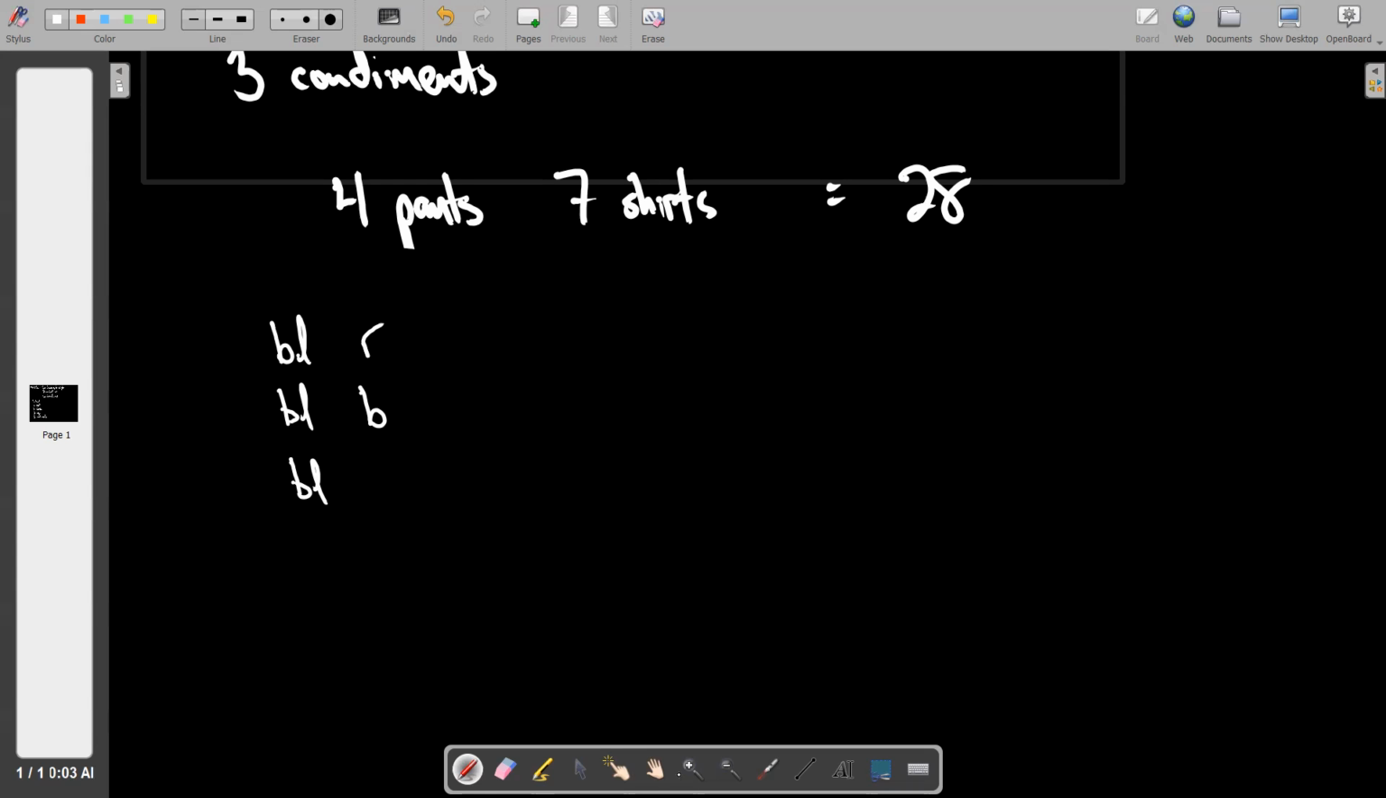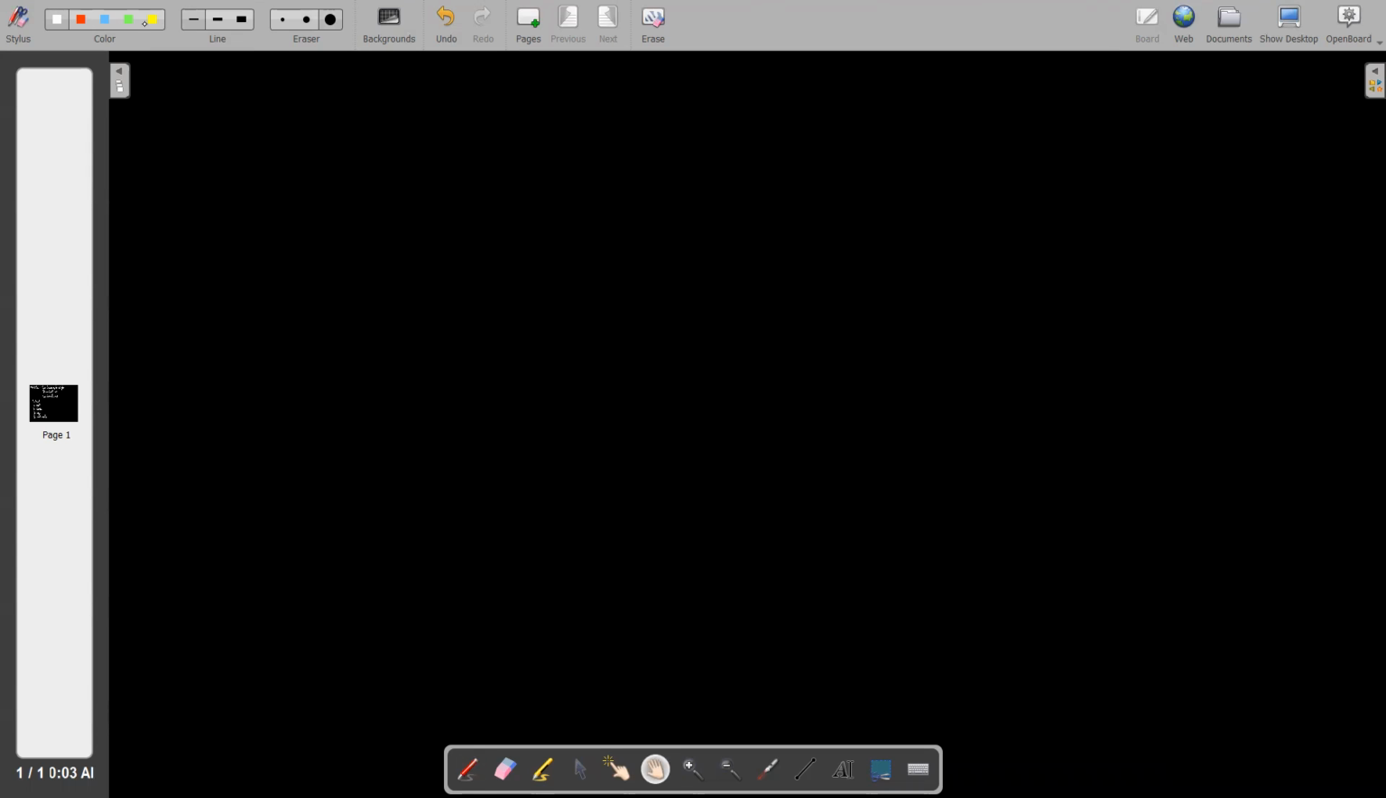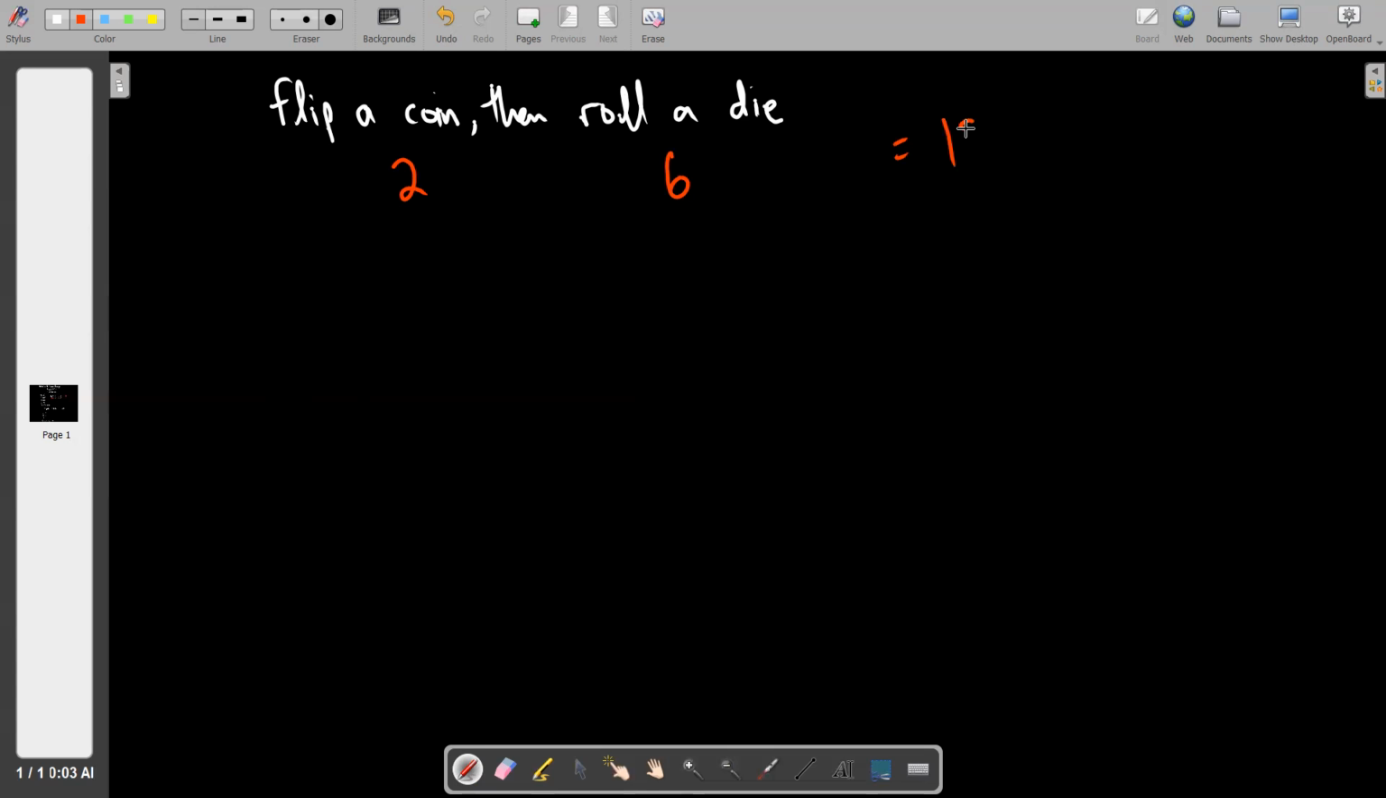How about this? This one will be easy to make a sample space for. Let's say you flip a coin and then roll a die. So what would be the number of possible outcomes here? 8. It took us a while to get there, but thank you. Yes, it is indeed 12. How many things can happen when you flip a coin? 2. How many things can happen when you roll a die? 6. So this is a good one to show you what a sample space would look like.